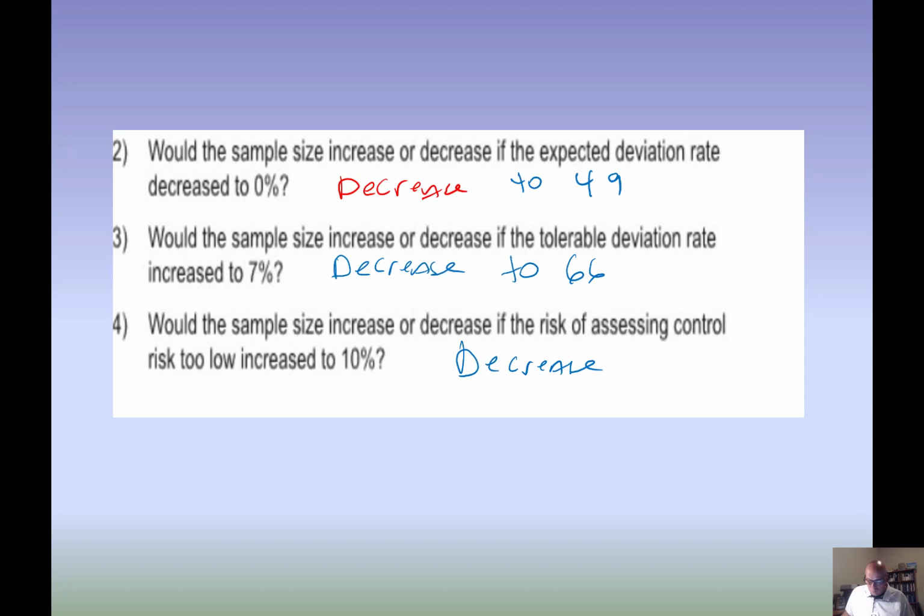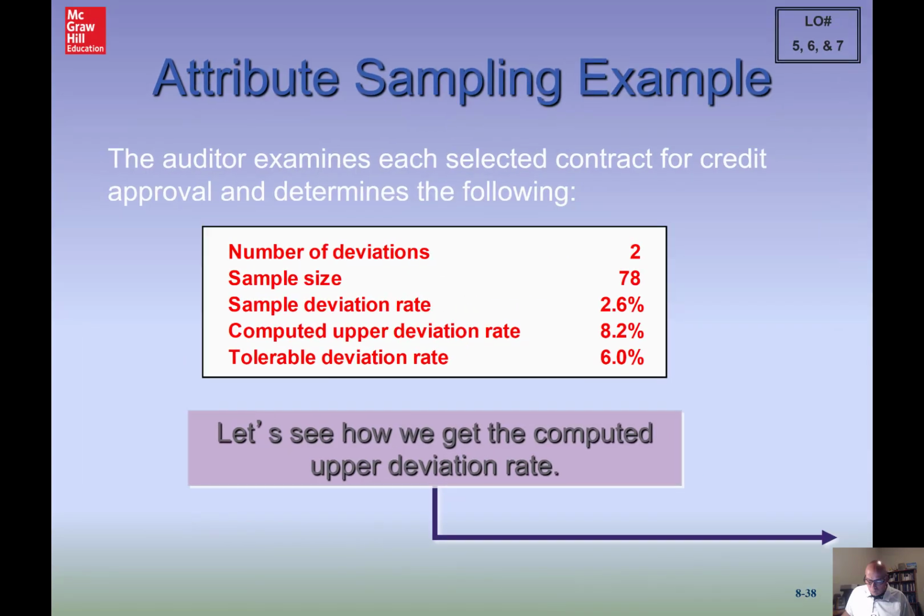Okay, good. So we determine our sample size here, whatever it would have been, 78, whatever. And once we determine the sample size, then we have to evaluate the sample. So our sample size was 78. We look through the time cards or the credit reports, whatever it is we're looking at here, the credit approval on the sales orders. And we looked through the 78 and we found 2 where there wasn't the appropriate credit approval.